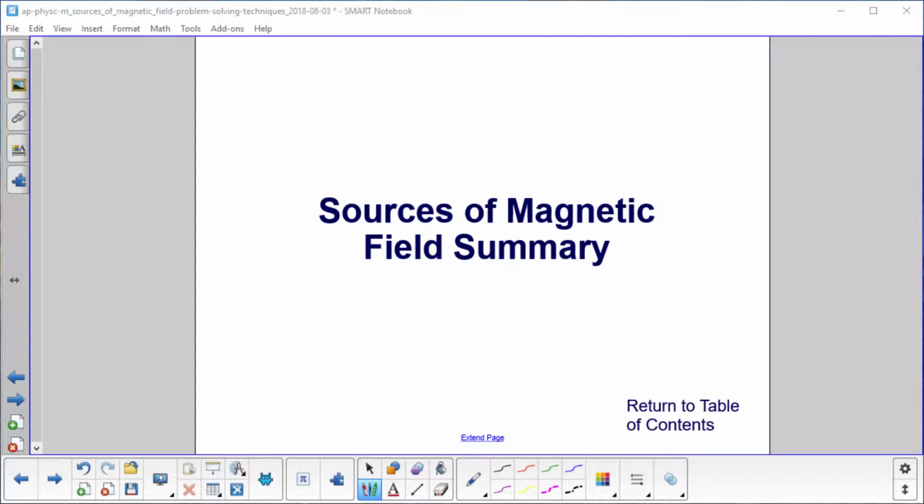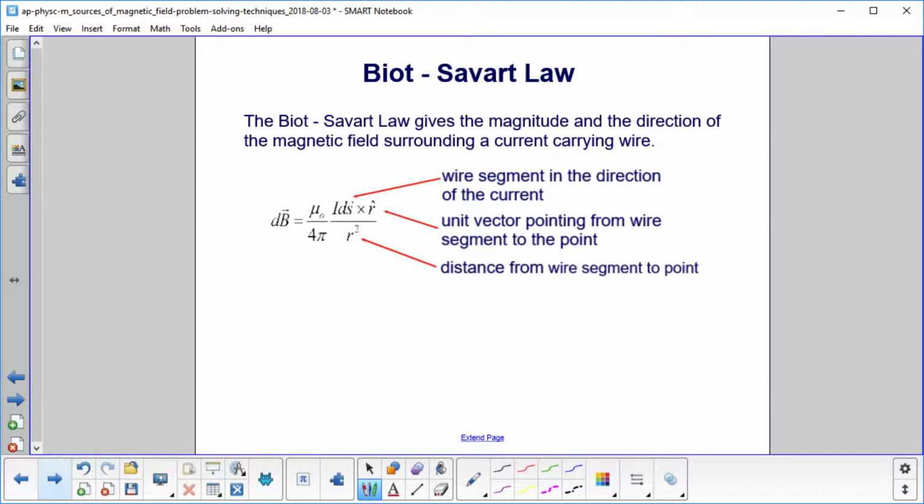Sources of magnetic field summary. We will start with the Biot-Savart law. That gives the magnitude and the direction of the magnetic field surrounding a current-carrying wire. So we start with the differential form.